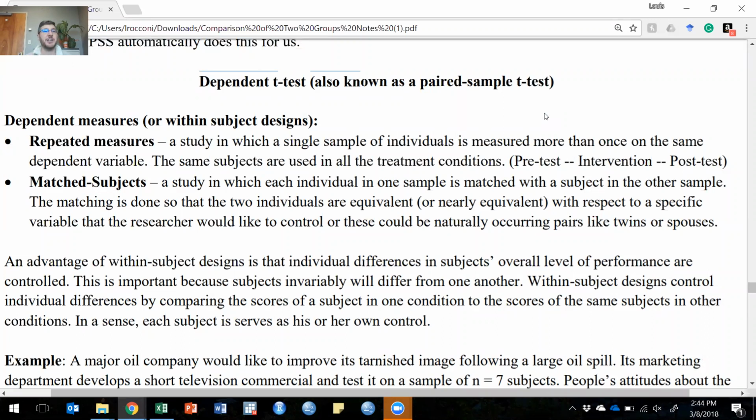so that the two individuals are equivalent or nearly equivalent with respect to some variables that the researcher would like to control. This could also be naturally occurring pairs like twins or spouses, or you can match people, say, on ability level, or we have two groups of college students. We match them on, say, their gender, their ACT scores, and their age. So we can control for those different factors.